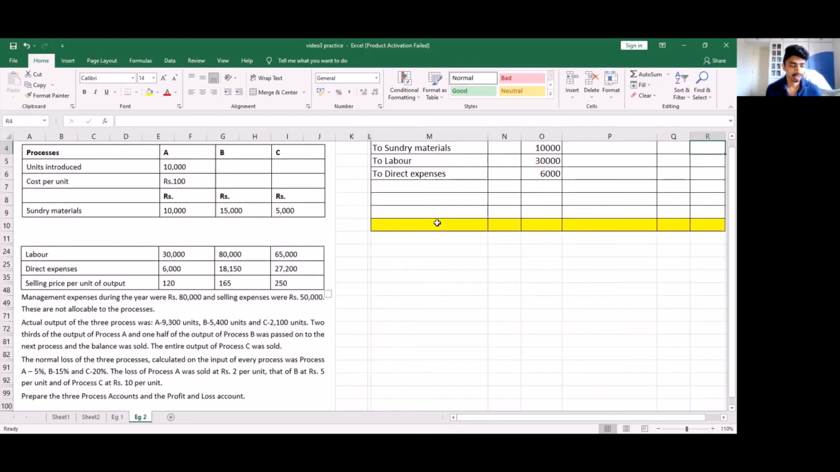Next, we have our output. The output for process A is 9,300 units. But we also know that only two-thirds of the output is going to be transferred to the next process, and the remaining will be sold. Let's see how to account for this.